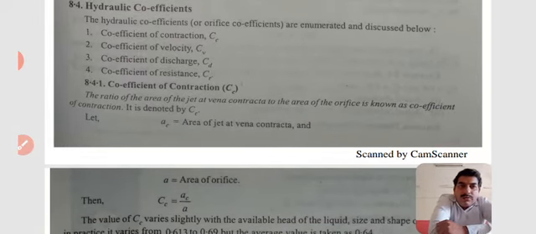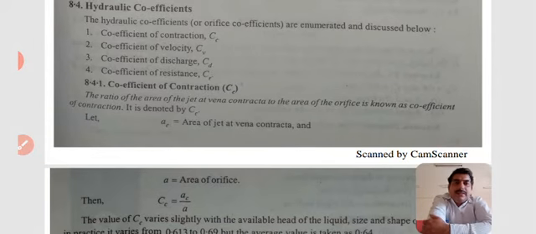Some hydraulic coefficients are used in the calculation of discharge using different mouthpiece techniques. The hydraulic coefficients for orifices are discussed below. First, coefficient of contraction, Cc. Coefficient of velocity, Cv. Coefficient of discharge, Cd. Coefficient of resistance, Cr.